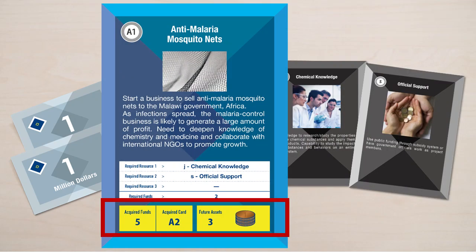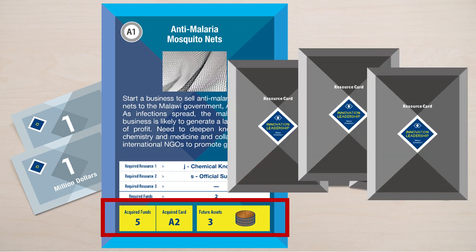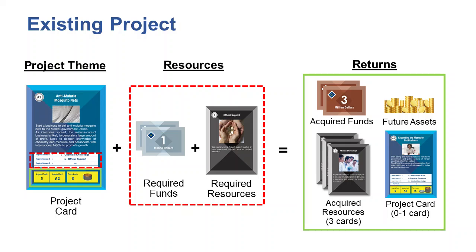When you implement a project, you will acquire the returns that are listed in the acquired funds, acquired cards, and future assets fields on the card. In addition to these, you will receive 3 new resource cards at random. The resources for executing an existing project and the returns that can be acquired are summarized here. You can also check this in the handouts.